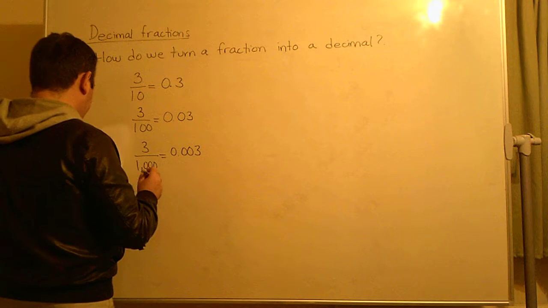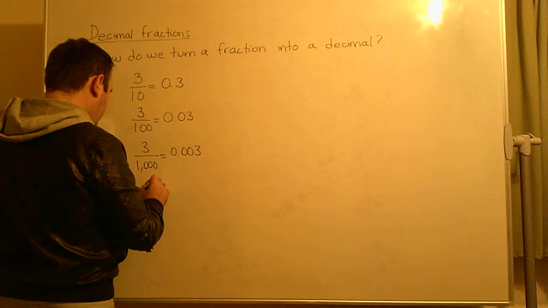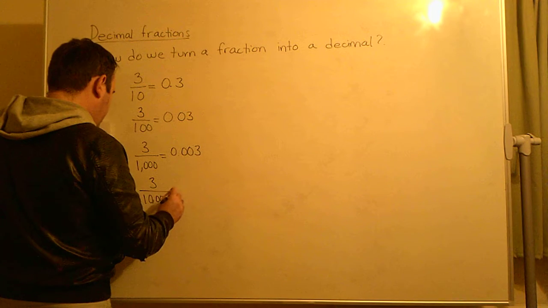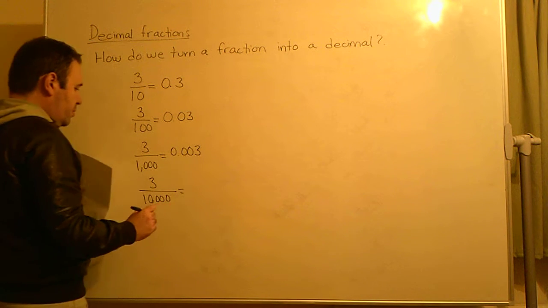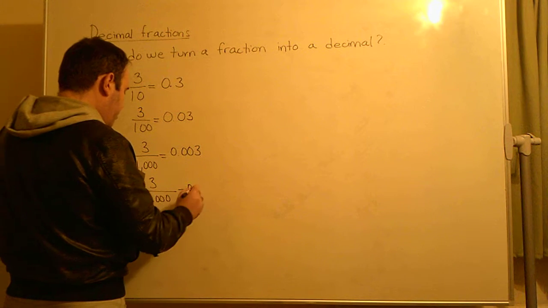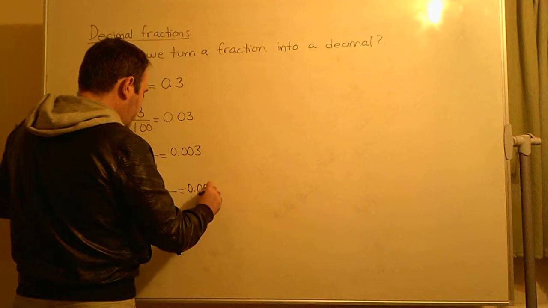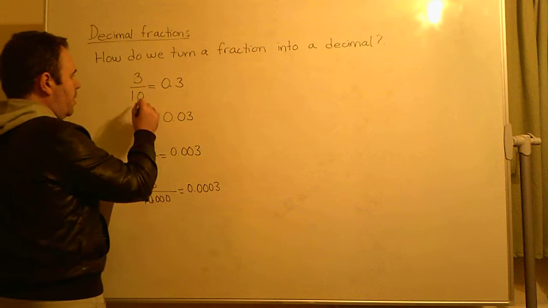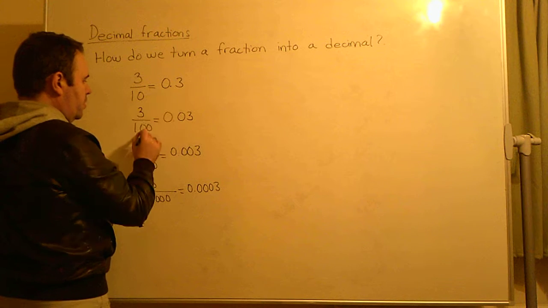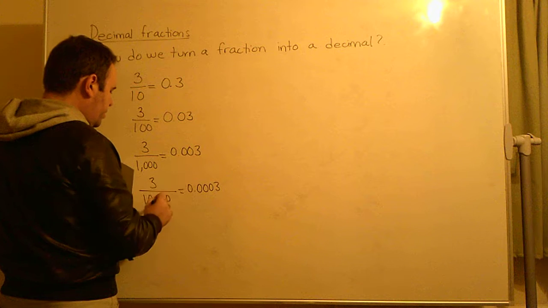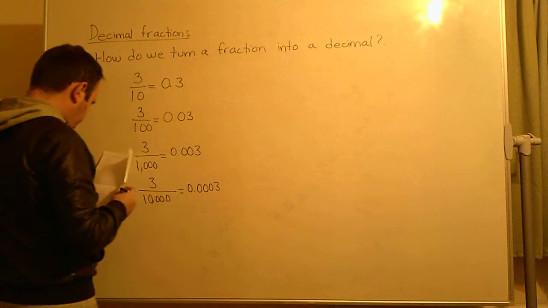For instance, 3 ten-thousandths, we take how many places? 1, 2, 3, 4, yeah? You have 1 zero, 1 place. 2 zeros, 2 places. 3 zeros, 3 places. 4 zeros, 4 places.